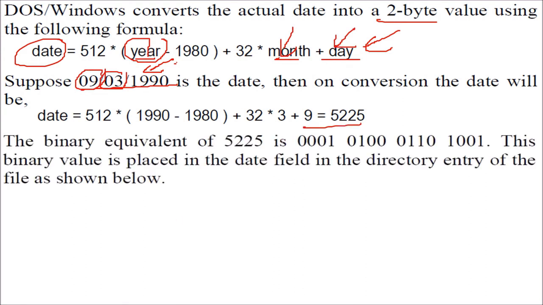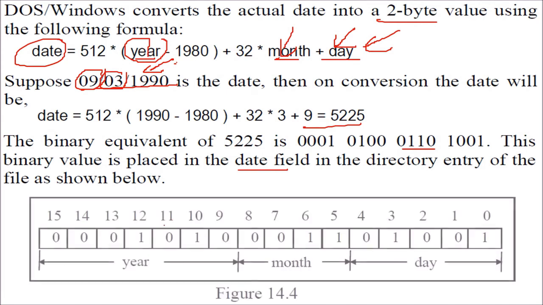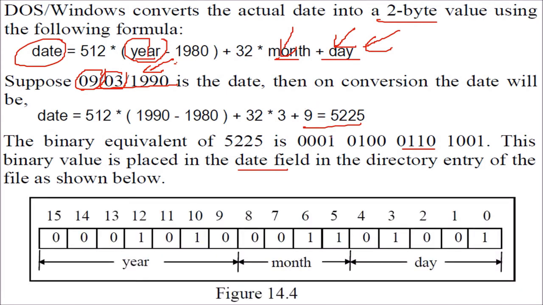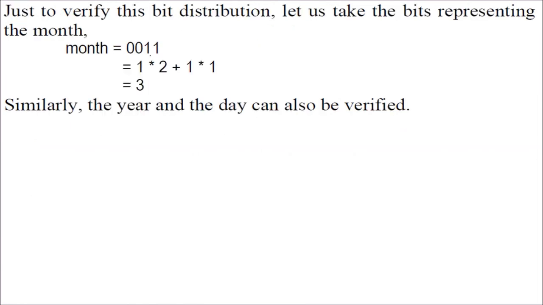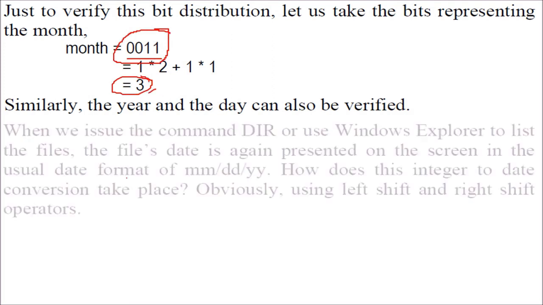And the binary equivalent of this 5225 is this. And this binary value is now placed in the date field in the directory entry of the file, like this. So, as you see, 5225, we have already seen the binary equivalent. So this is 0001, as you see here, 0100, 0100, then 0110, and 1001, like this. In order to verify, just see the month 0011, and if you find the decimal equivalent of this binary, you will get a 3. In a similar way, the day and year can also be verified.